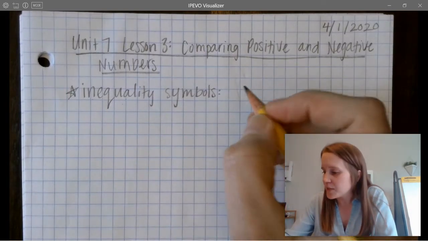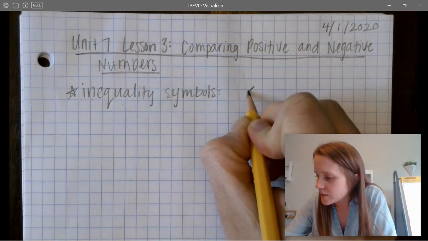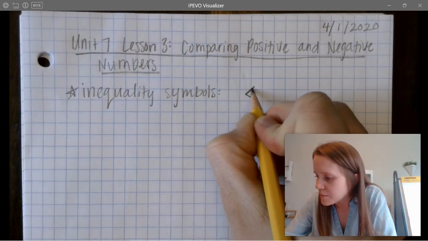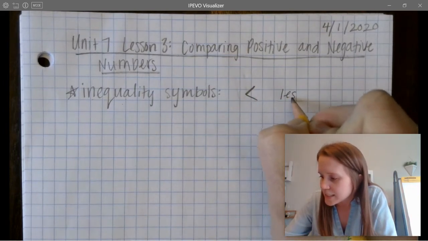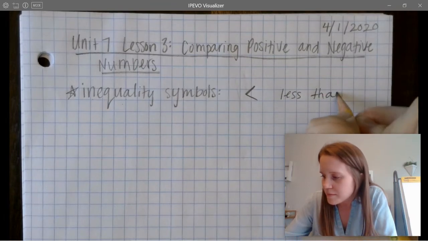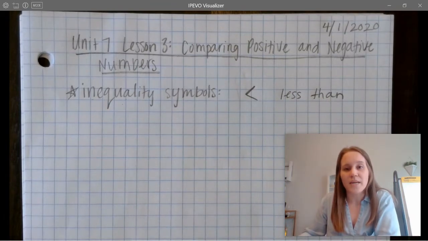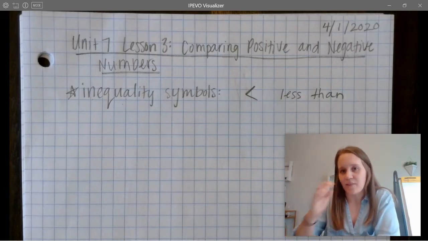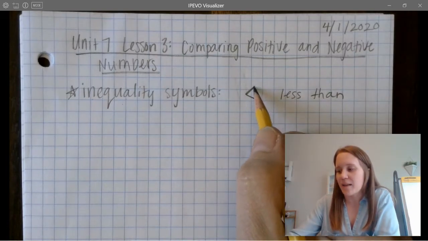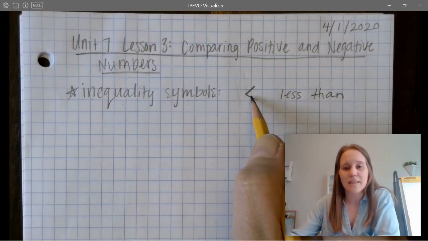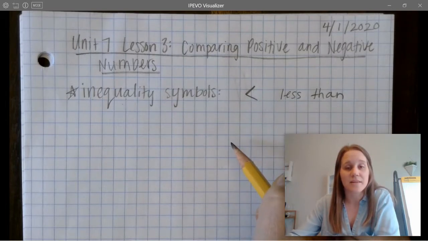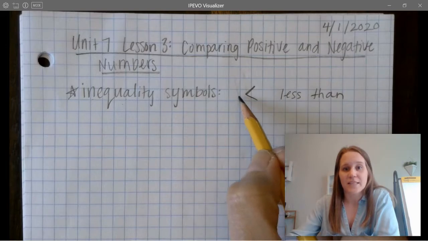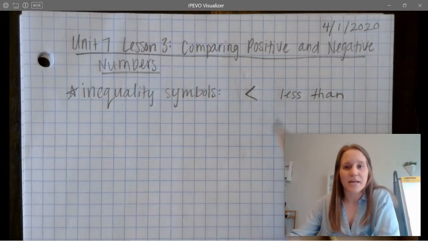Okay. So here's one. It looks like this. You've seen it before. This is less than. So it should be opening to the right. You've probably heard that little alligator trick. If I were an alligator, imagine little teeth there. I'd want to be eating the bigger number. So if I read it left to right, the smaller number would be here and the bigger number here.